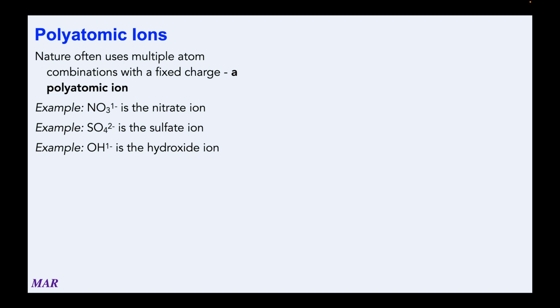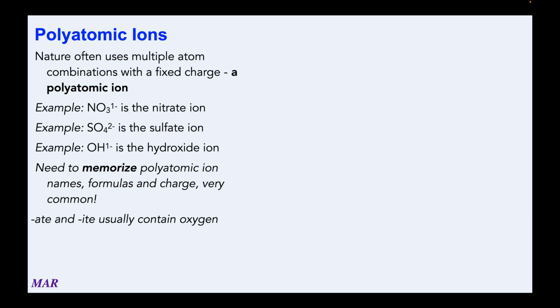In addition, there are some combinations of atoms that come together. They're very stable and they have a charge. And these are called polyatomic ions. Poly means many, many-atomed ions. And they're very common. They're more common than some of the other ions we've talked about. So a real common example of this is nitrate. Nitrate has 1 nitrogen, 3 oxygens, and a -1 charge. So nitrate is NO3 -1, and sulfate is SO4 -2, and hydroxide, another common one, is OH -1.